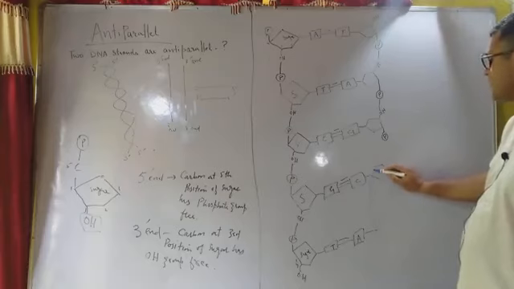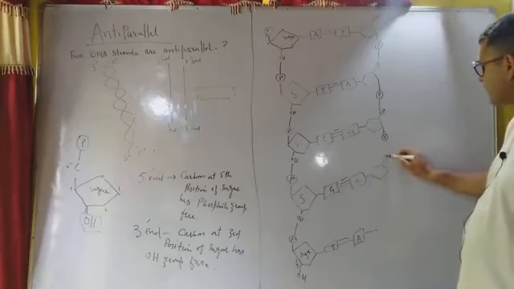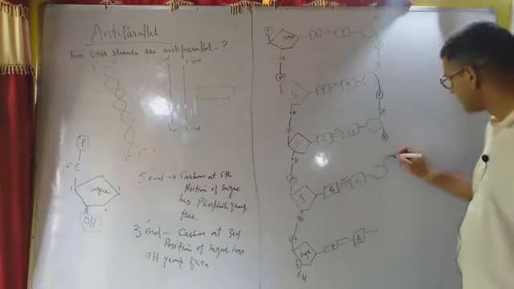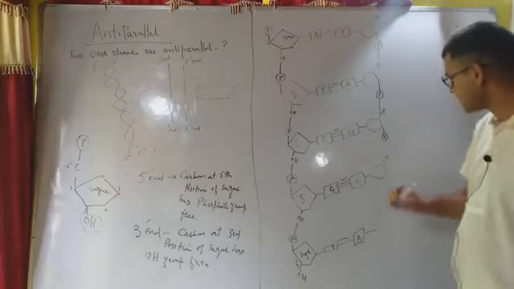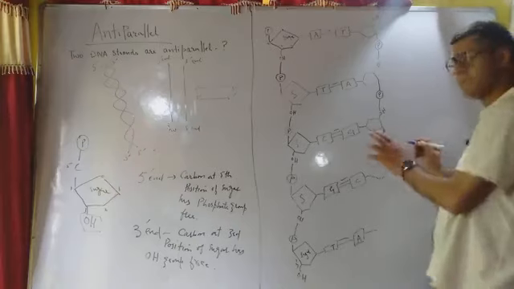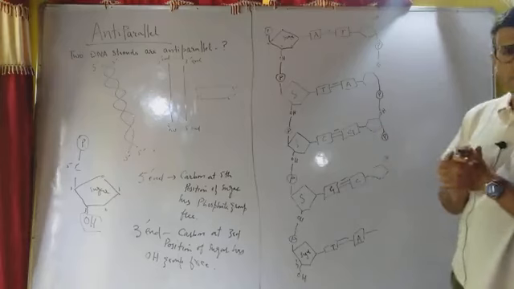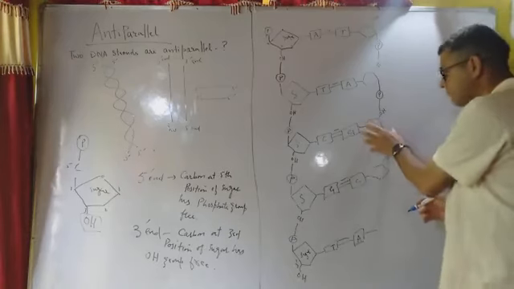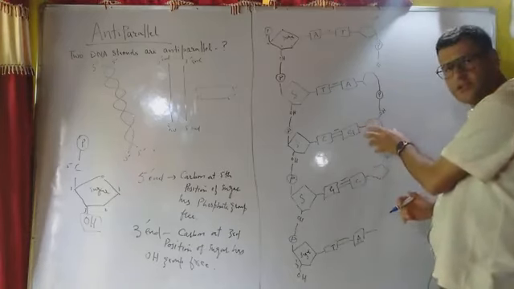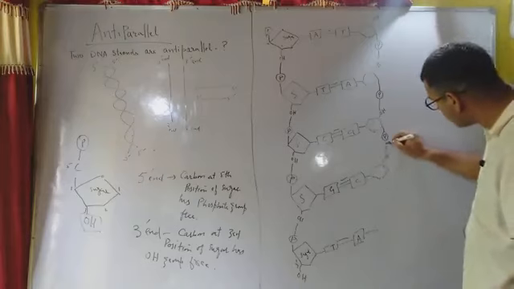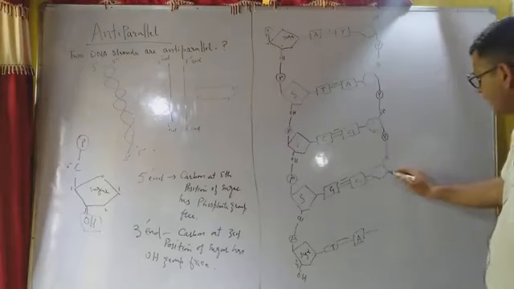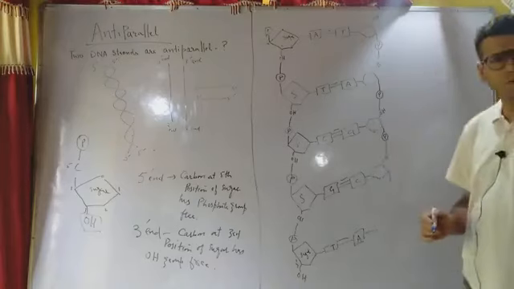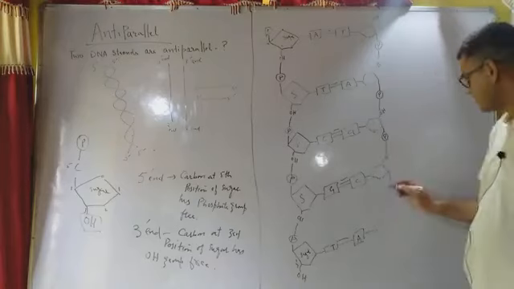This is carbon first, carbon second, third. At the carbon third, hydroxyl group is present, and this has a phosphoester linkage with the adjacent deoxyribonucleotide. So it would be like this. At the carbon fifth, what is present? Phosphate group is present. So this is carbon fifth.